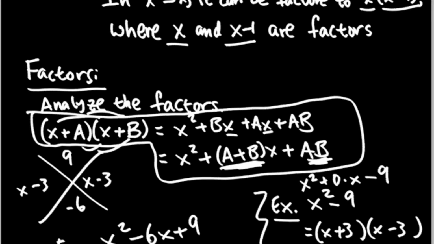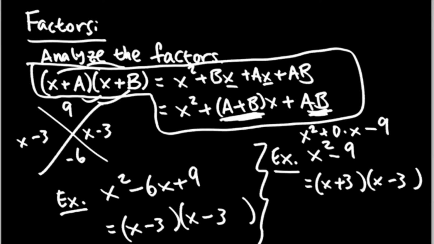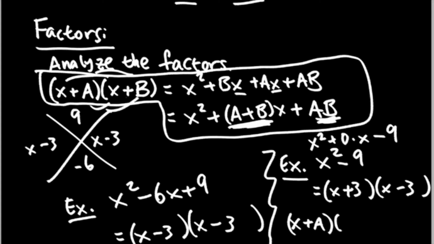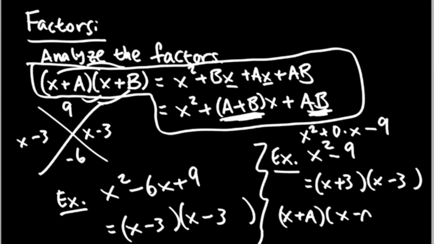Quick little other side note, that means x plus a times x minus a is the same thing as x squared minus a squared. So basically first plus second times first minus second equals first squared minus second squared. Think of it that way.